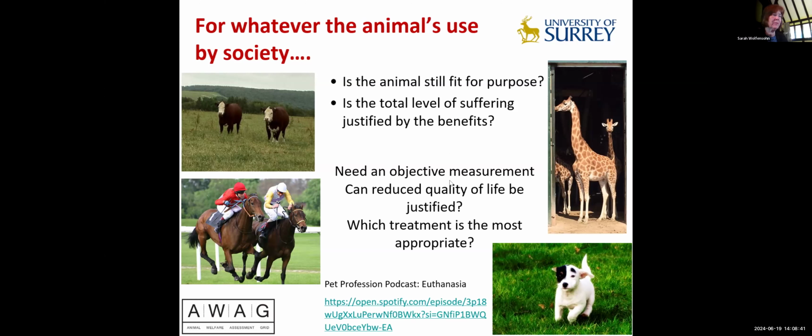So we need an objective measurement to decide if reduced quality of life is justified and what sort of treatment or husbandry changes are appropriate, and also to decide when to carry out euthanasia. And there's a link there to a podcast that I've done about using it for euthanasia.